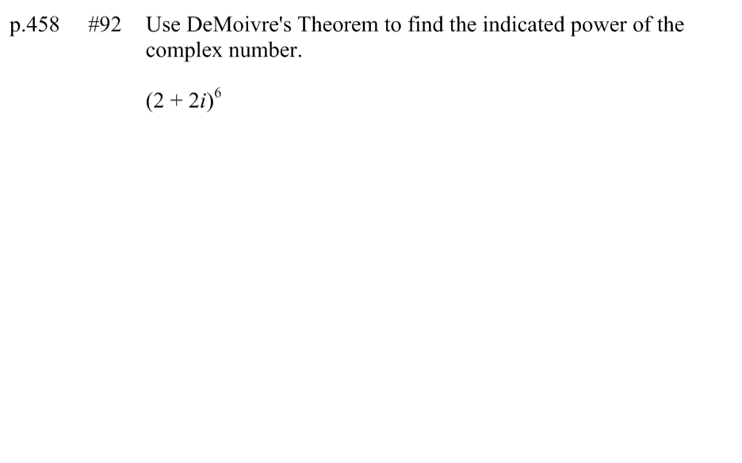Page 458, number 92. Use de Moivre's theorem to find the indicated power of the complex number. And we're asked to find (2 + 2i) to the 6th power.